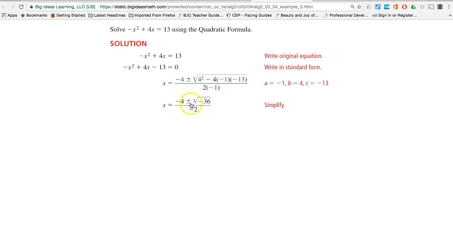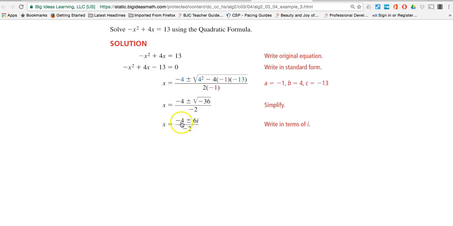So what we get is we go ahead and we simplify our negative under the radical. Remember that you take your negative out, so you get square root of 36 times the square root of -1. Square root of -1 is i, and you get square root of 36 times i. So you end up with plus or minus 6i, and you get -4 plus or minus 6i.